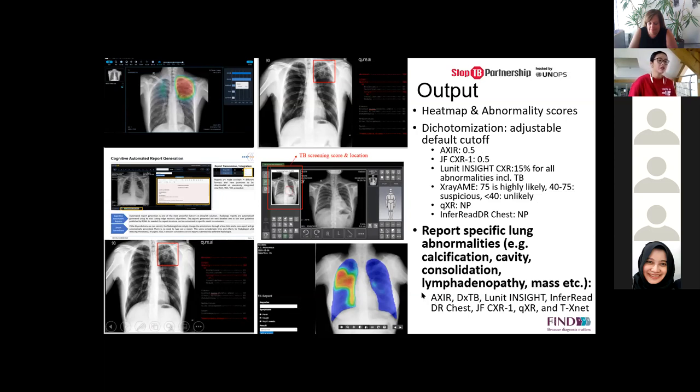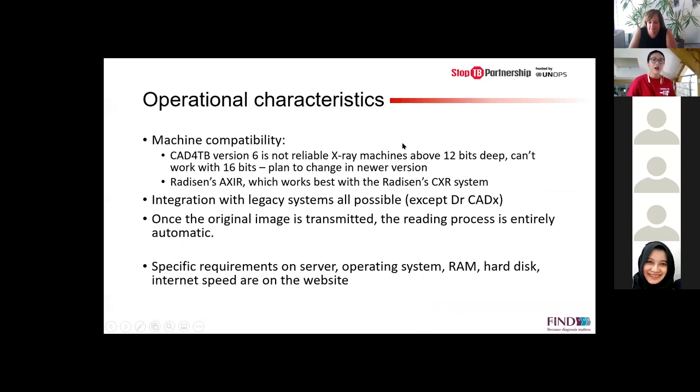And not all the products can report non-TB, having only a TB score and no other abnormality. Those that report specific lung abnormalities are listed here. And for the interest of time, I'll go quickly over the operational characteristics. I'll show you where to find the details later.